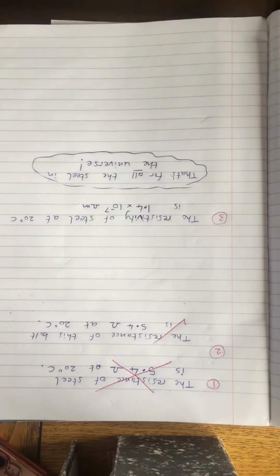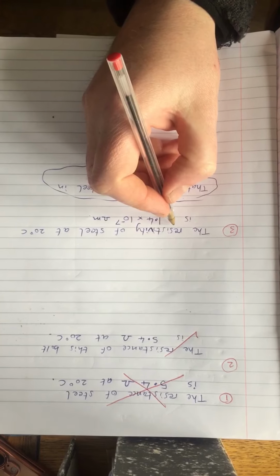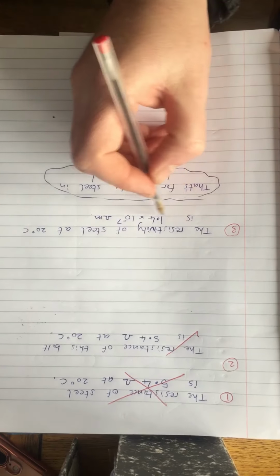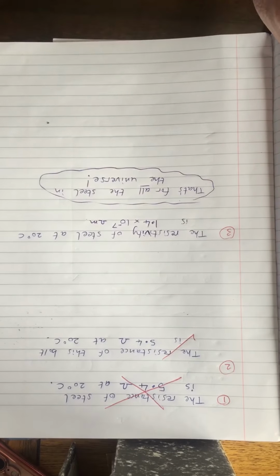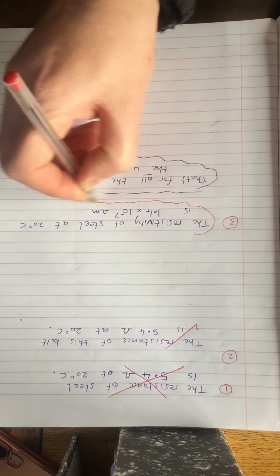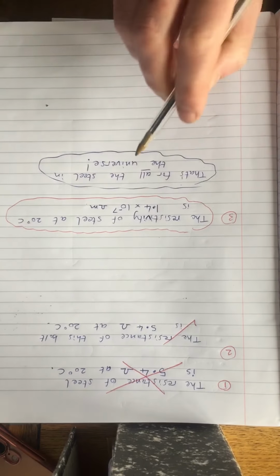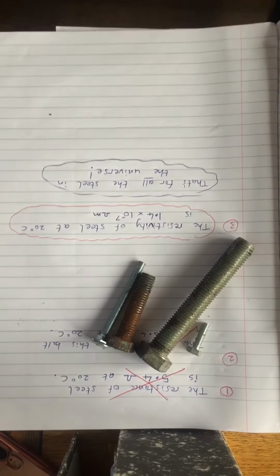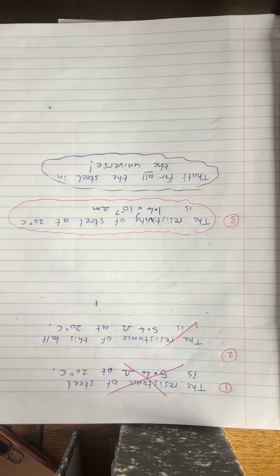A better statement though is the one at the bottom here. Notice I've replaced the word resistance with resistivity. The resistivity of steel at 20 degrees C is 1.4 by 10 to the minus 7 ohm meters. Now the great thing about this statement is it applies to all the steel in the universe, not just the piece I have in my hand. So all these pieces of steel, no matter what shape and size they are, will have the same resistivity at 20 degrees C.